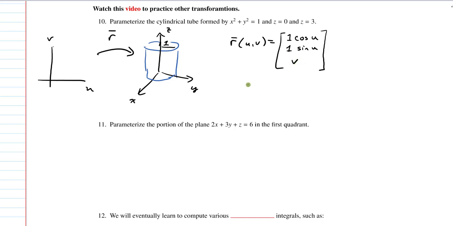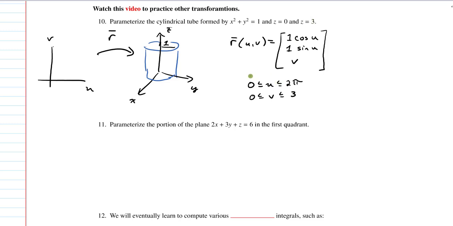So let's go ahead and give our domain and hopefully that clarifies. In this case, u is playing the role of an angle theta here. So u is going between 0 and 2 pi. And in this case, v is simply the same as that z coordinate there. So v is going to go between 0 and the same thing that z went to, which was 3.